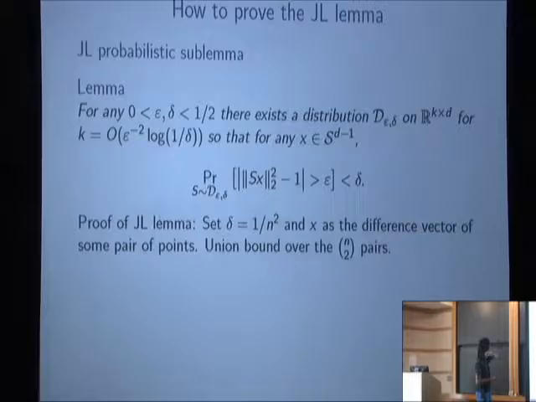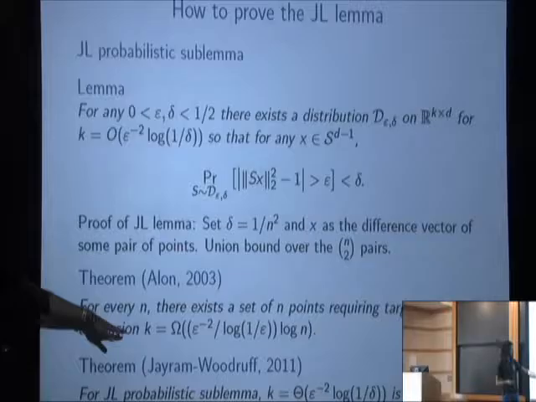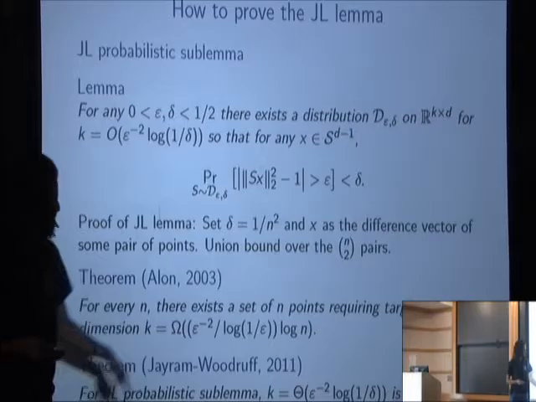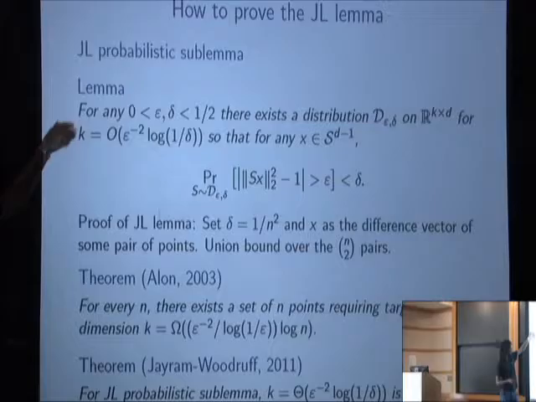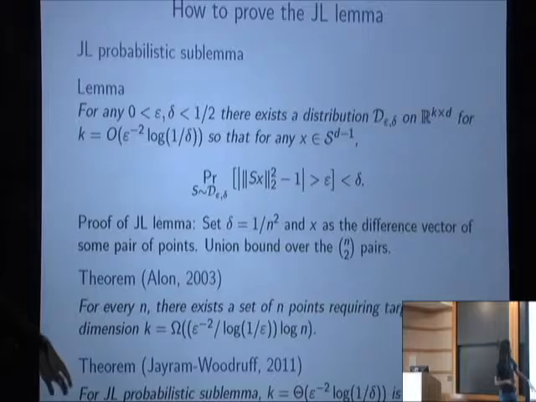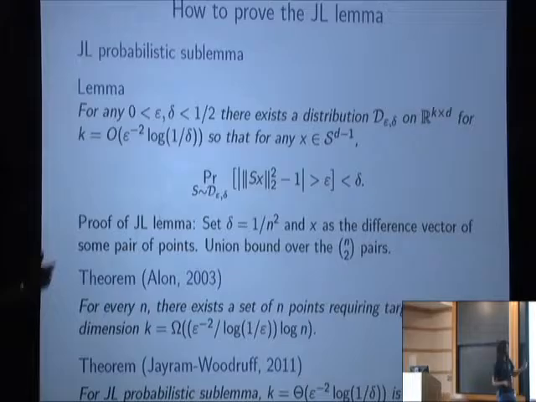In terms of the JL lemma, it's known that the target dimension is nearly tight. That's a theorem of Alon. It's tight up to a log 1 over epsilon factor. But the dimension for this probabilistic sublemma is exactly tight, and that's a theorem due to Jayram and Woodruff. So if something less than 1 over epsilon squared log n were the right answer, you would have to prove it in a different way than using the sublemma and then union bounding.